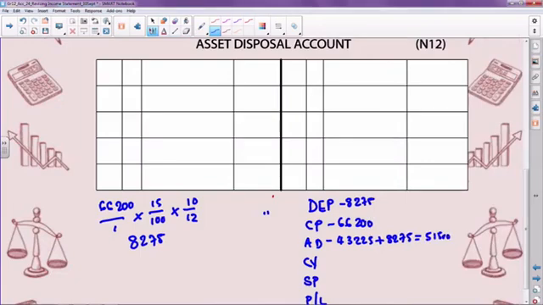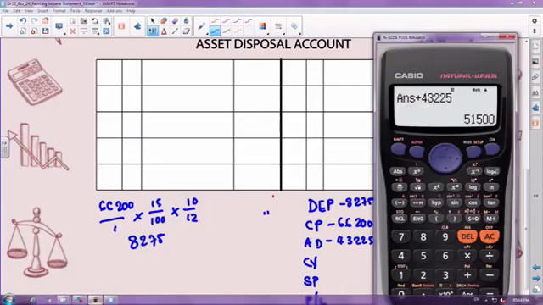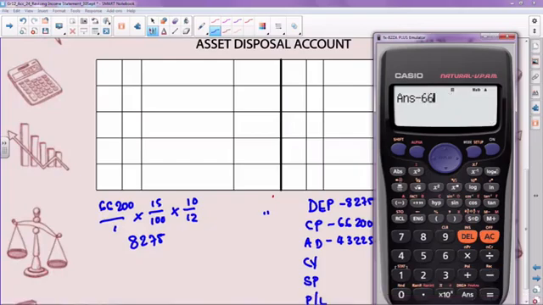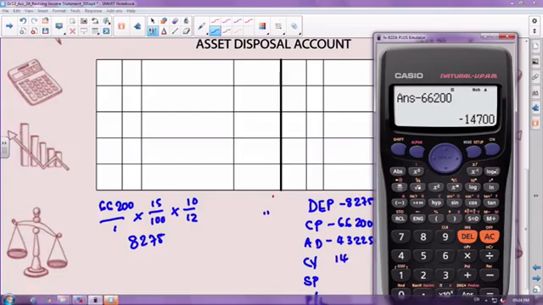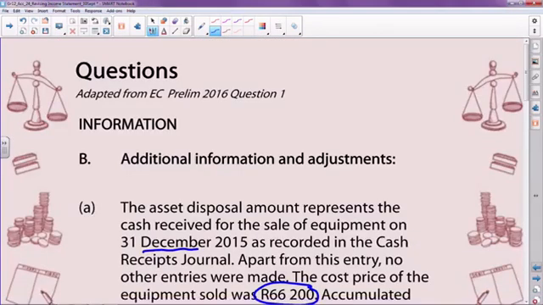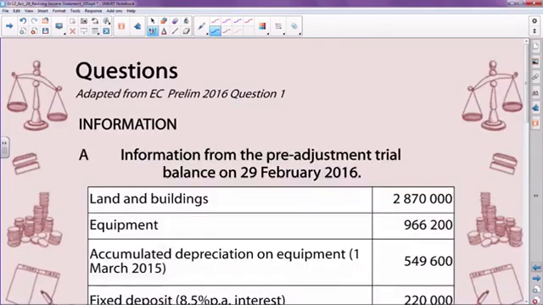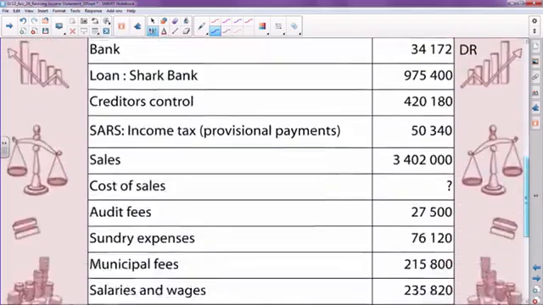Right, okay, there's my 51,500. Now, can I calculate my carrying value? Certainly I can. What is my carrying value? My carrying value would be my cost price of 66,200, minus 51,500. Obviously, I'm just using the shortcut. I'm not going to repunch in the figures, to give me a carrying value of 14,700.